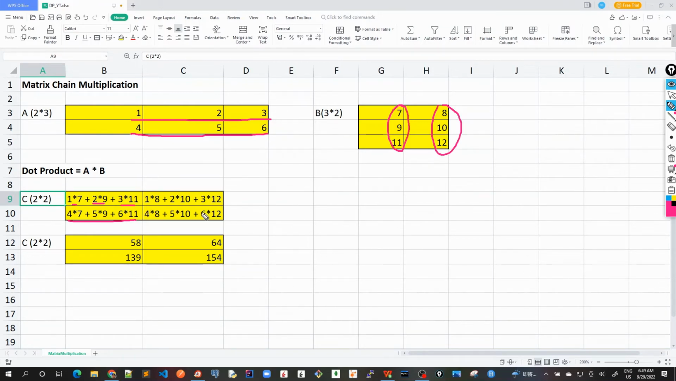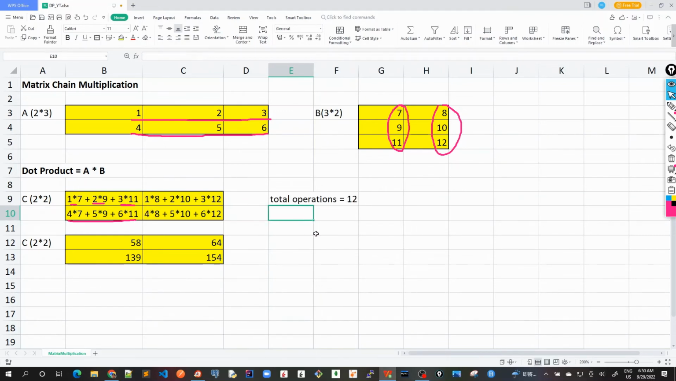Now let's see how many total operations we have done while doing this multiplication. If I count, for the first cell, it was 1, 2, and 3, right? So there were 3 products that we have done. Similarly, we have done 3 products for each of the remaining 3 cells. So the total number of operations or products that we have done is 3 in one cell, so 3 multiplied by 4, which is 12.